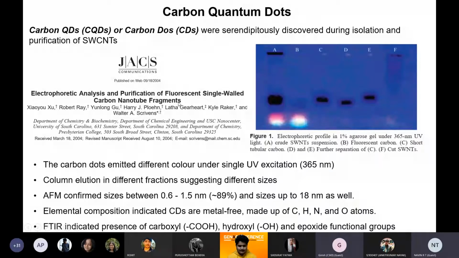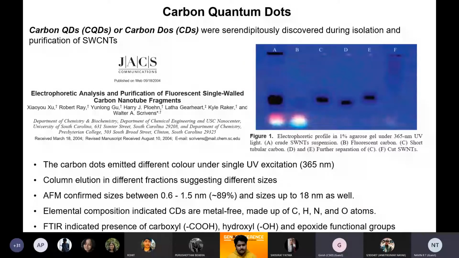They did not name it carbon dots then. They just called it single walled carbon nanotube fragments because they considered that these were derived from the single walled carbon nanotubes. When they studied these highly fluorescent nanobands further, they found that they could be eluted in different fractions during column purification. That suggested that whatever this fluorescent material is, it is of different sizes. It is not of a single size. They therefore confirmed the size of these nanoparticles, which we can now call carbon dots, using atomic force microscopy, and they found that the majority of the particles were below 2 nanometers.